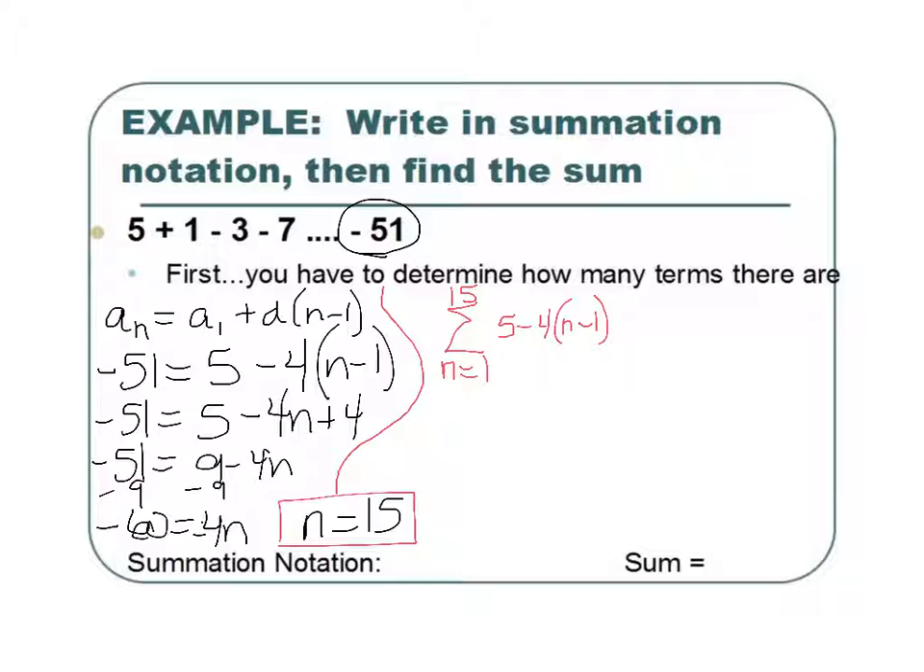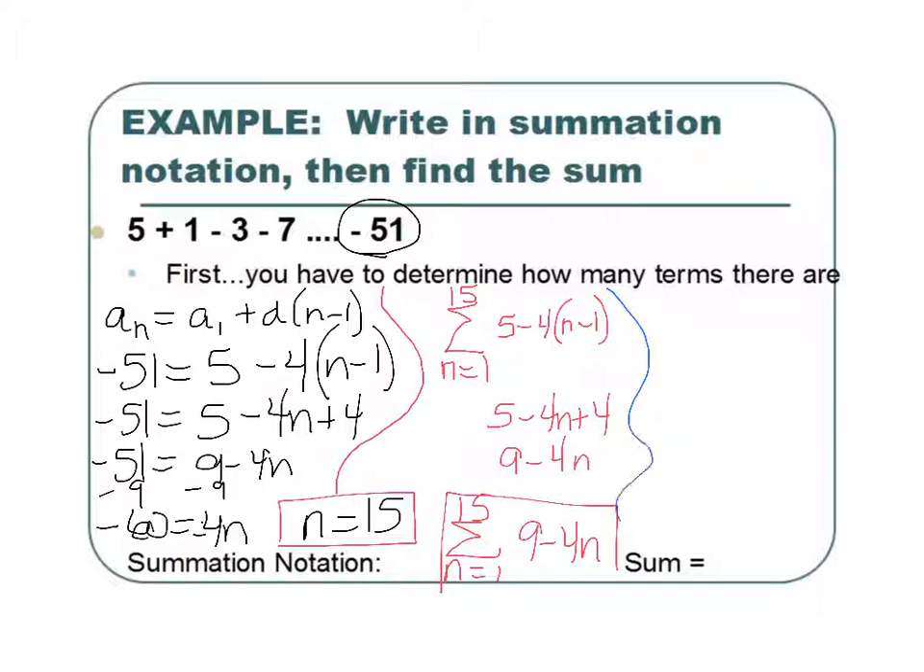I would expect you to clean this up a little bit. Go ahead and distribute your -4. We could probably make this rule look a little bit nicer. So I'm going to take my 5 minus 4n plus 4 ends up being a 9 minus 4n. So my official answer is, that's my summation notation.